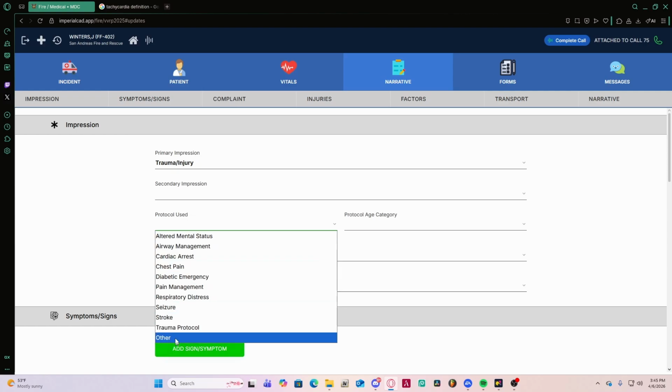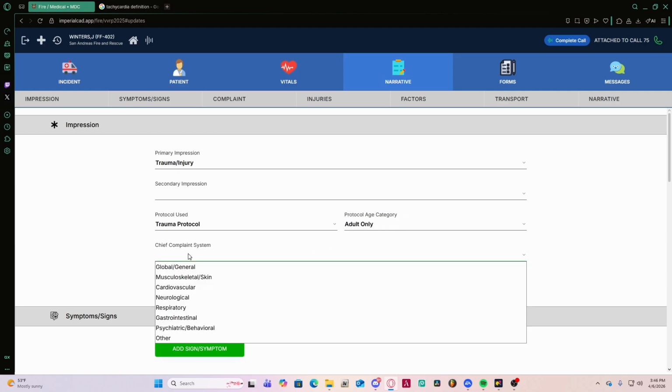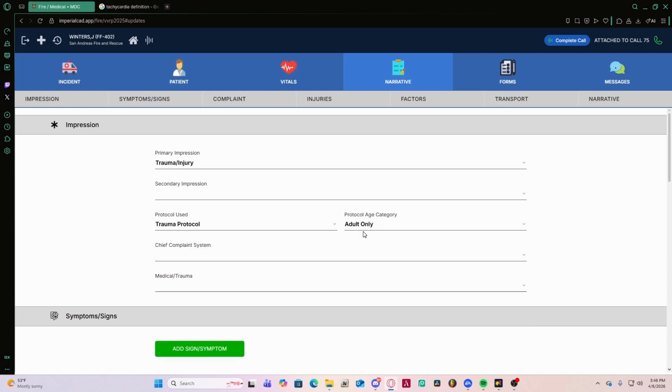Beautiful. Then we use the trauma protocol from the protocols pinned in the Fire Discord. That's basically saying you read through that. That's the care you provided based off of that standard medical orders. Protocol age category. I imagine that's not always going to be adult, but 9 times out of 10 it is. Chief complaint system. I believe pediatric is an option, but we don't get a lot of peds, so adult.